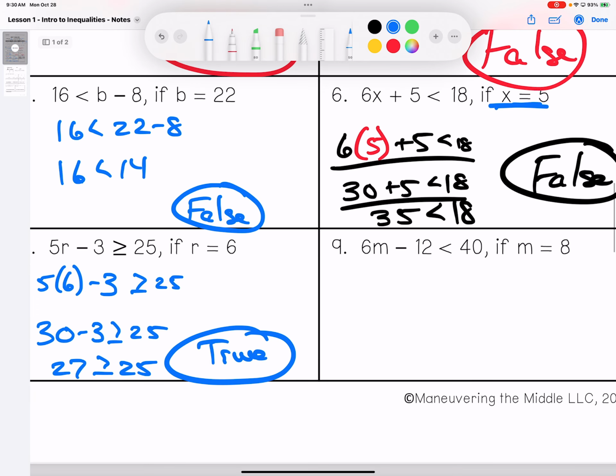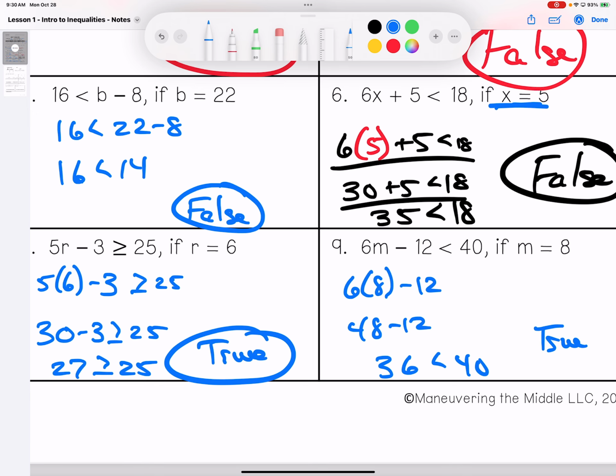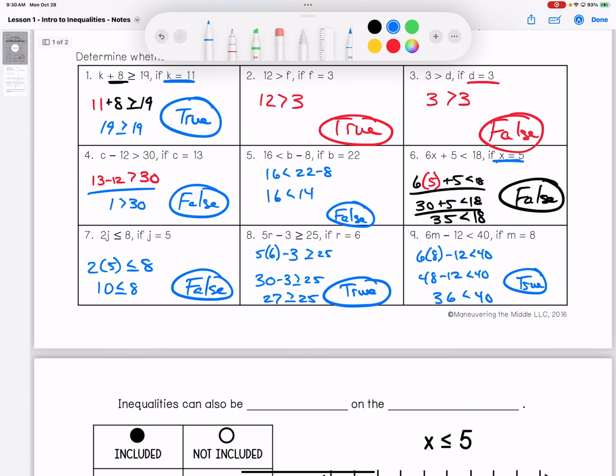And on the last one, I'm going to plug 8 in for M. So 6 times 8 minus 12. That is 48 minus 12. That is 36. Is 36 less than 40? That is true. That is one of the true statements. All right, to the back page we go. There's all of them. I'll give you about 1 minute if you did not get any.